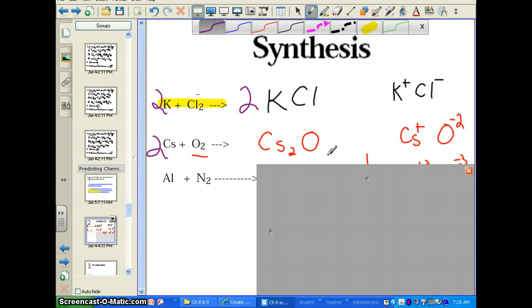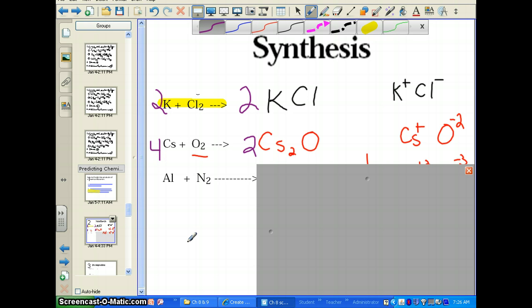You can see 2 oxygens here, 1 oxygen here, so I'm going to write a 2. Now I have a problem because now my cesiums aren't balanced. Now I have 4 cesiums. So I'm going to come along and change this, and now I have 4 cesiums reacted.